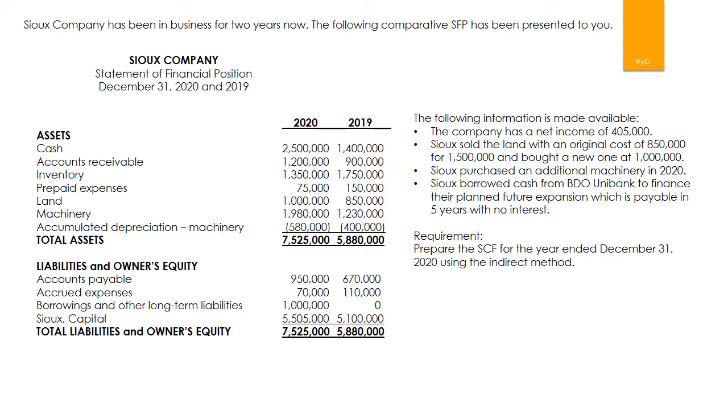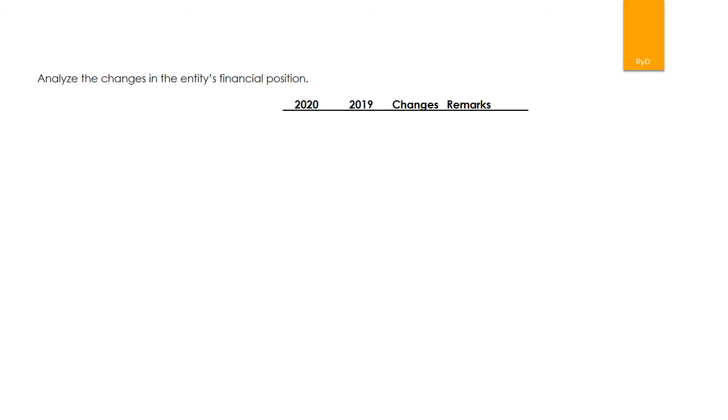So let's start. So how are we going to solve the problem, class? The first thing that we need to do is to analyze the changes in the entity's financial position. And how are we going to do that? We only have to compare the 2020 to the 2019 transaction, okay? The changes in the transaction, and then we put a remark on what kind of change that is.